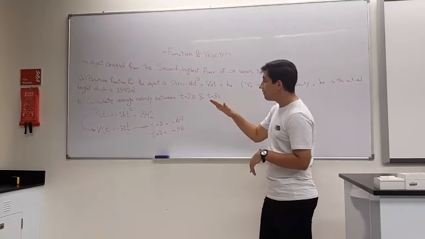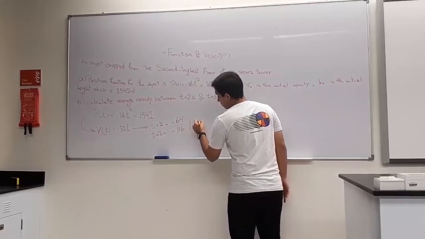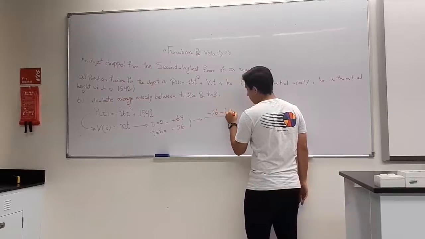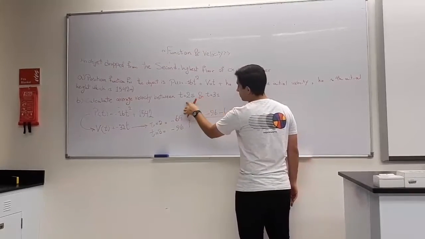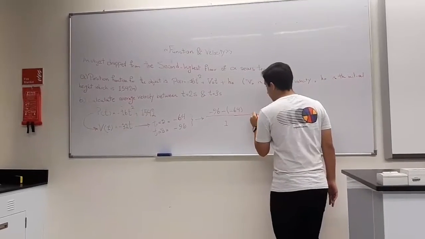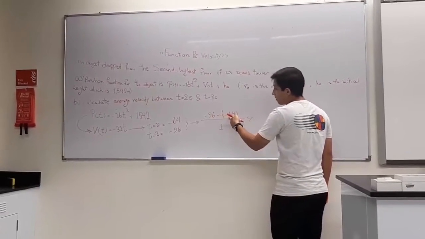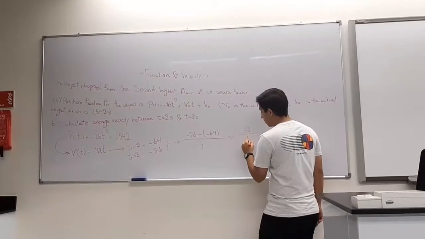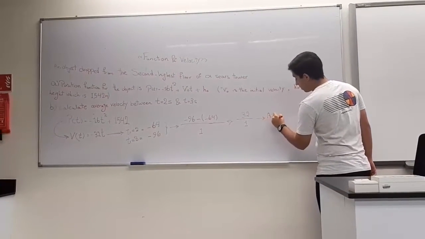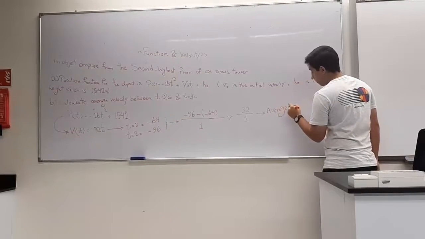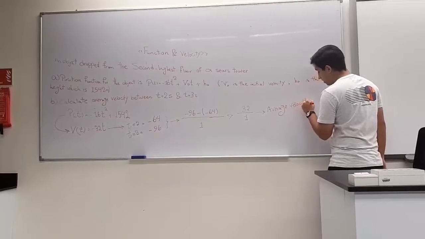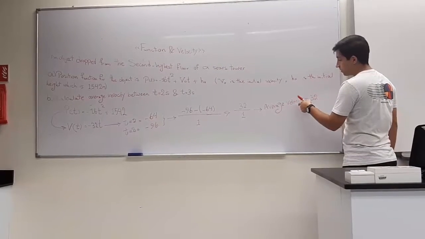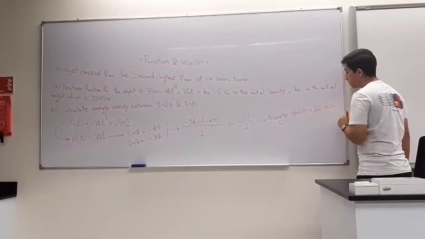So we're calculating the average velocity. We would write negative 96 minus negative 64 over the difference in time, which is 1. Therefore, we have negative 96 plus 64, which gives us negative 32 over 1. Therefore, our average velocity is equal to negative 32, in meters per second in this case.